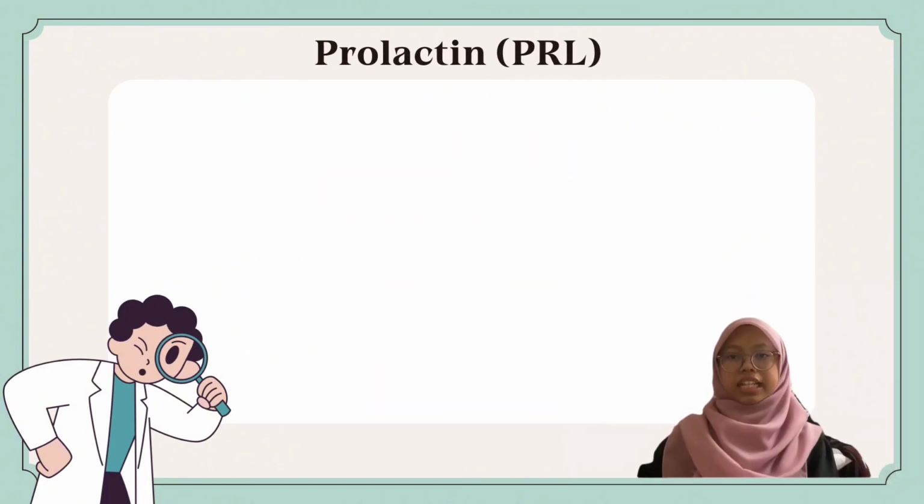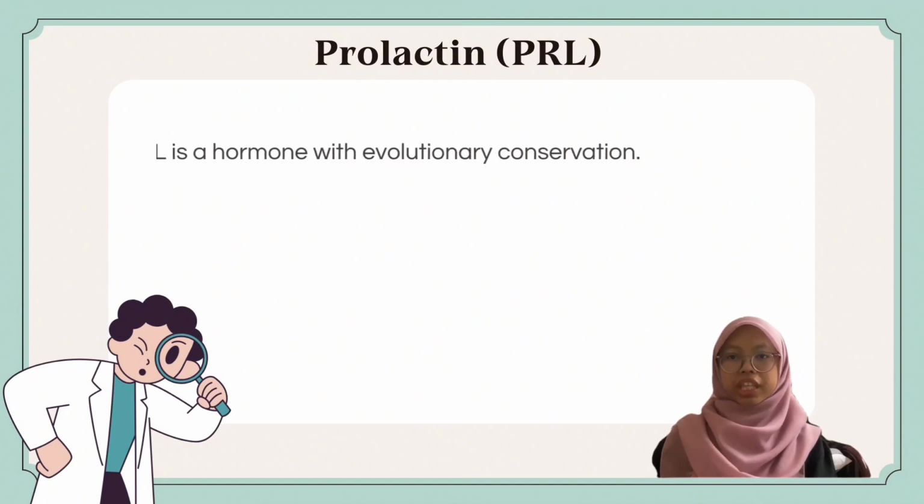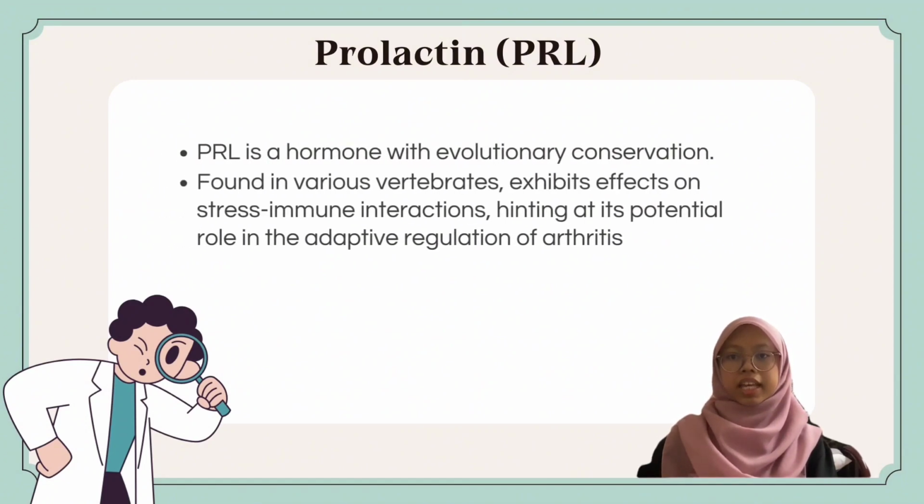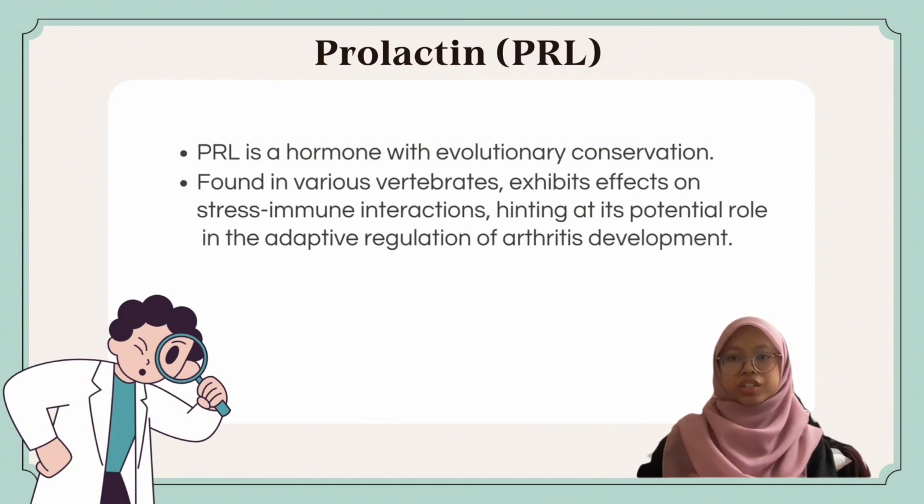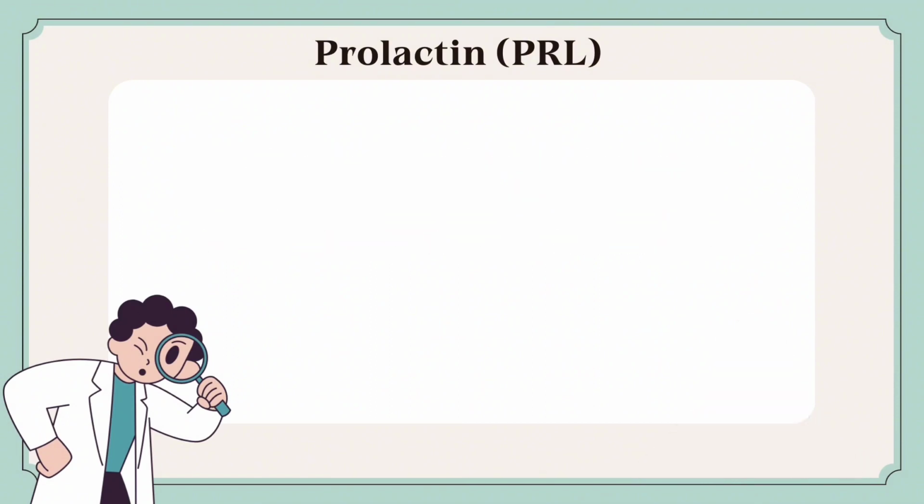On the molecular level, we explore the role of prolactin, PRL, a hormone with evolutionary conservation. PRL, found in various vertebrates, has a big effect on stress and immune interaction, hinting at its potential role in the adaptive regulation of arthritis development.